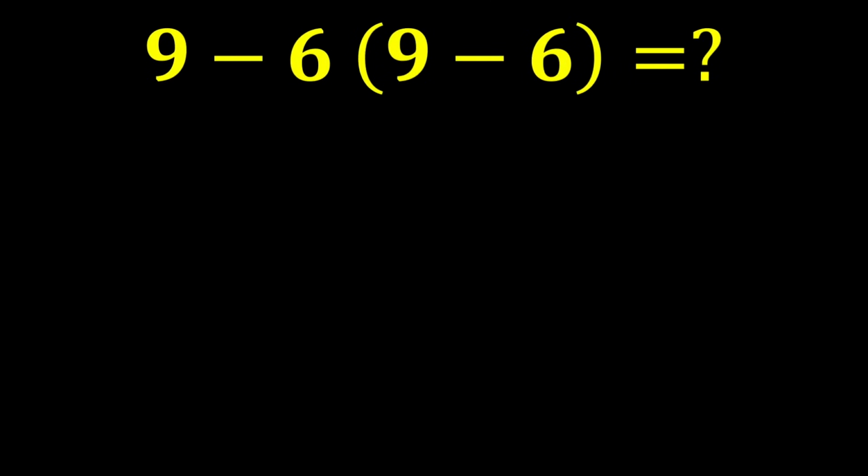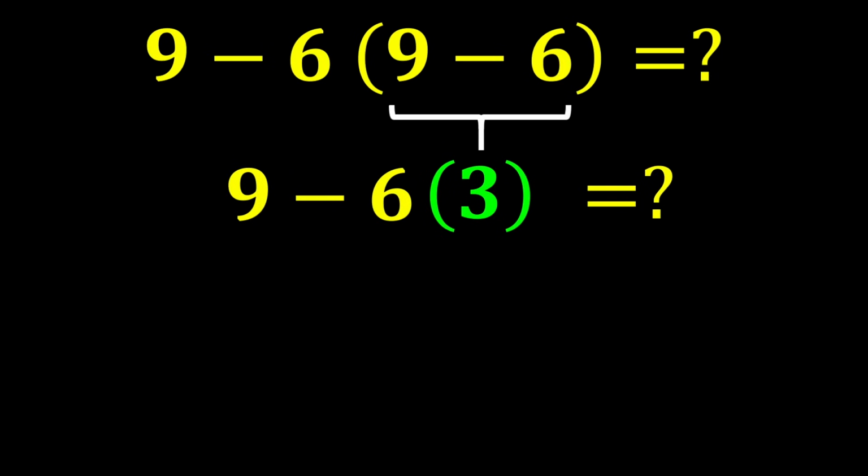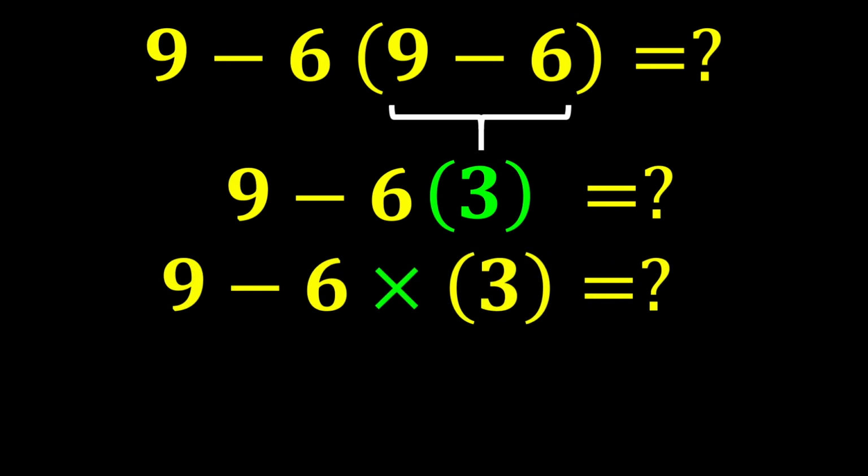9 minus 6 times (9 minus 6). According to PEMDAS, we first calculate the parentheses. 9 minus 6 gives us 3. And the expression becomes 9 minus 6 times 3. Whenever a number is placed next to parentheses, it means that number is multiplied by the expression inside the parentheses, but usually, for simplicity and brevity, the multiplication sign is not written.